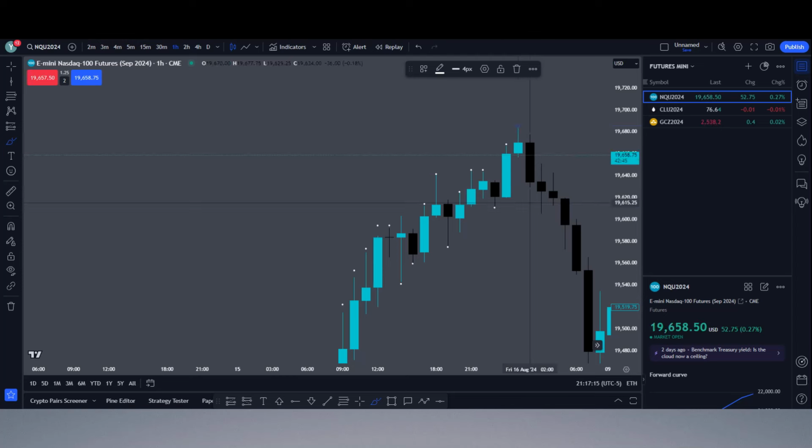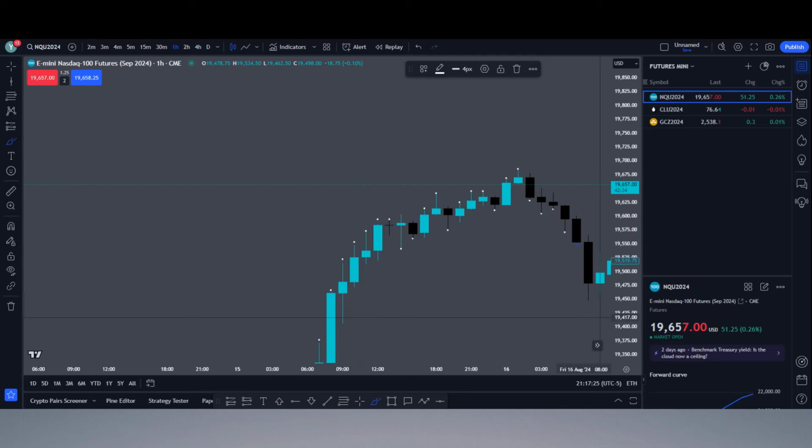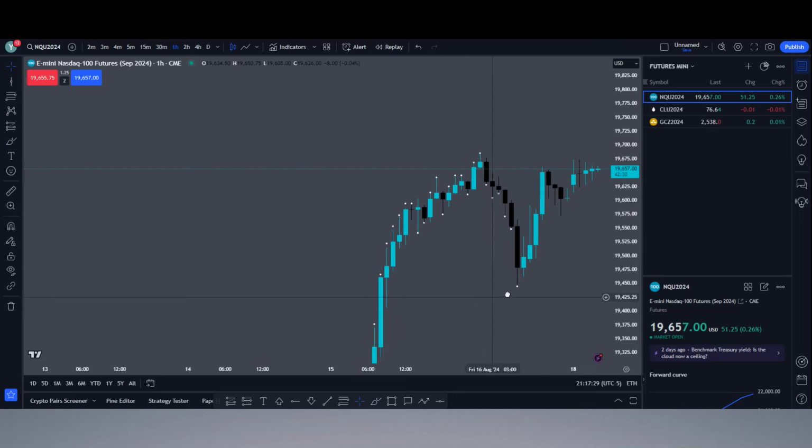This one took out the low, so this is going to be a down bar, down bar. This one doesn't take out the high or the low, it's just going to be what the previous candle was. This is a down bar, down bar, down bar, and a down bar. So that is how you count the candles.